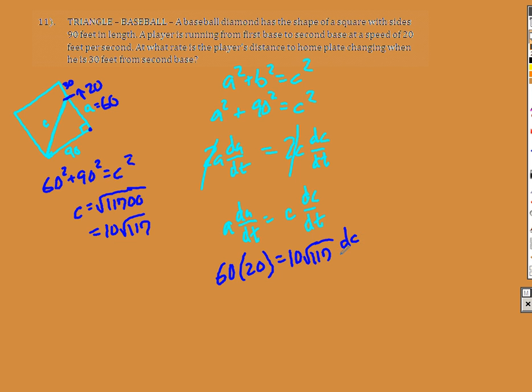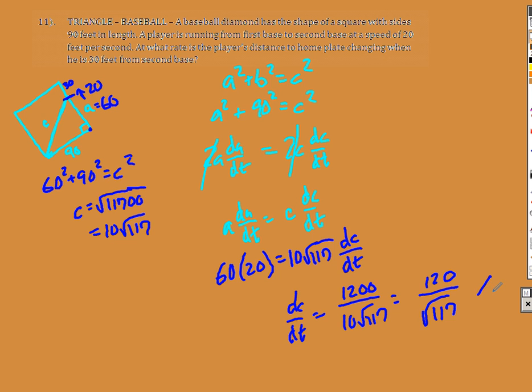We want to find dC/dt. That means that in the end, dC/dt will equal 60 times 20, which will end up being 1200 over 10 square roots of 117. Simplify that, I'll make it 120 over the square root of 117, my unit. C over time, so something per second. It's a distance of feet per second.